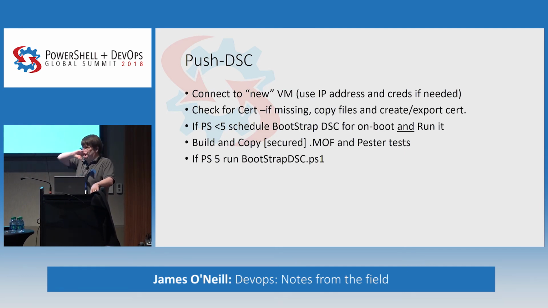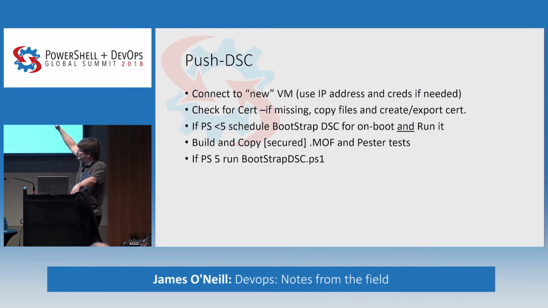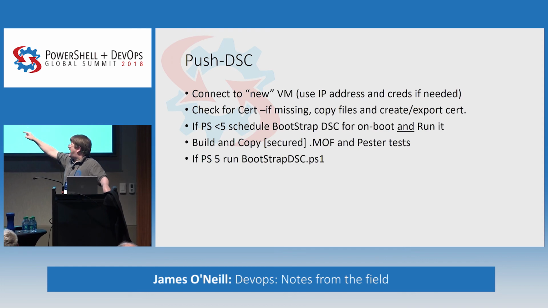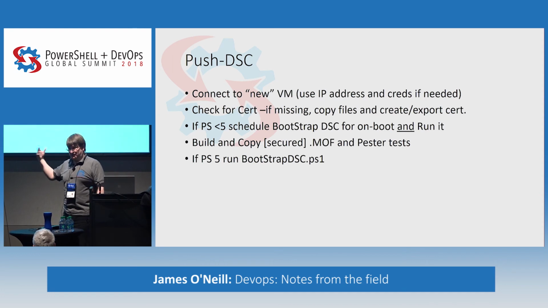So I couldn't use this particular piece of code, Push DSC, which is what you saw me run at the beginning. This connects to the new machine. If necessary, it does that by IP address and specifying a set of credentials. It checks for the certificate. If the certificate is missing, then it copies files to the machine and creates and exports the certificate, and you saw that happening. If we're running PowerShell before version 5, we schedule that Bootstrap DSC to run and then run it. So we get around this. You can't run it in the PowerShell session, but you can by running it as a scheduled task.